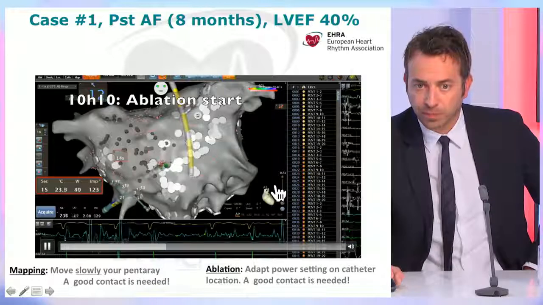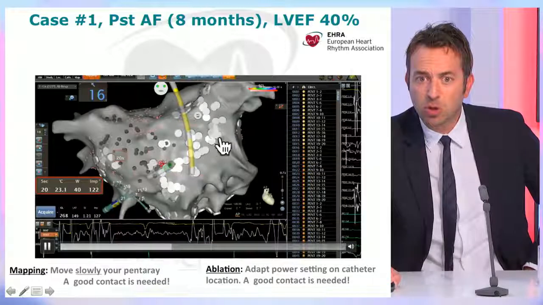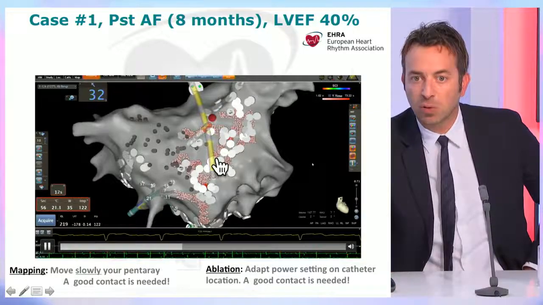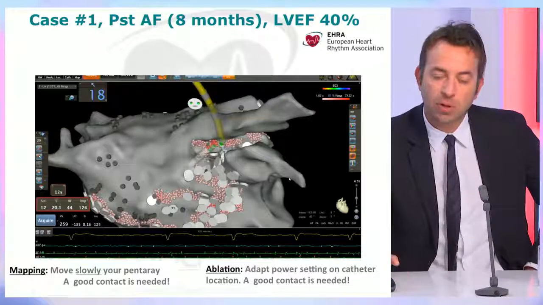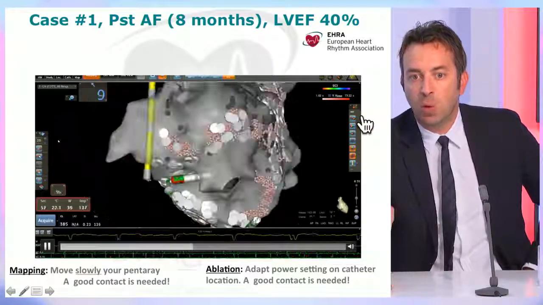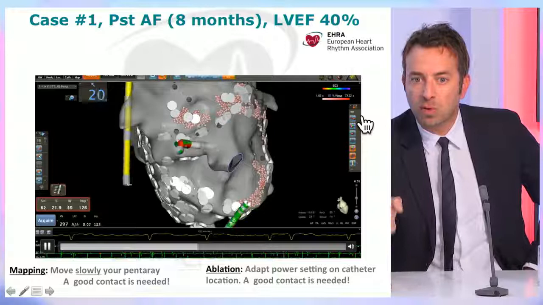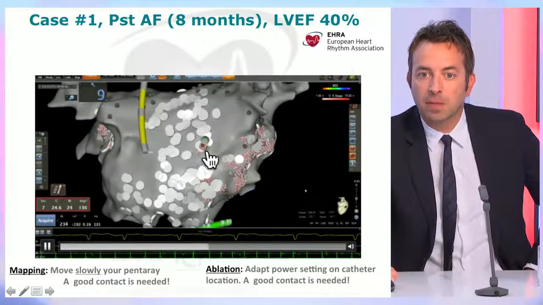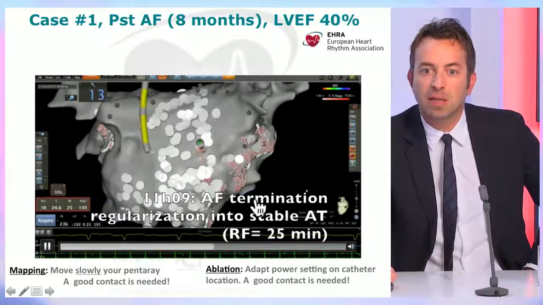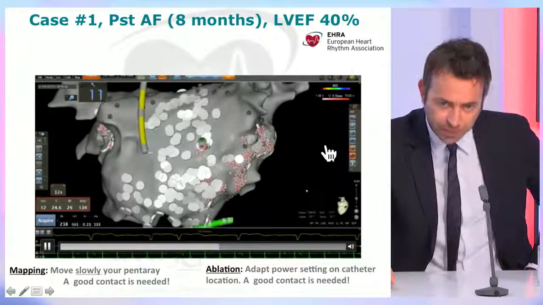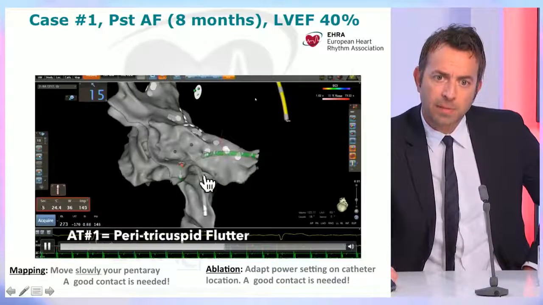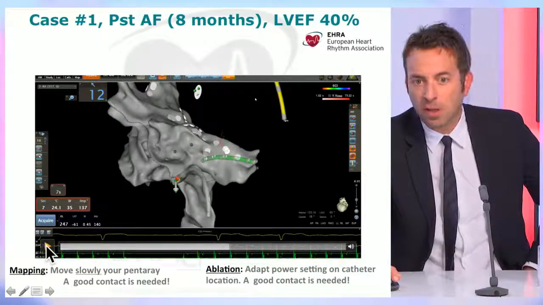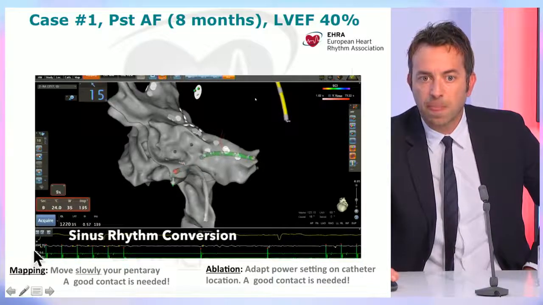So we started the ablation, and we ablate only this region of dispersion. We burn here, and we adapt our power settings to the contact and to the location. We try to eliminate all the electrograms and to create a complete scar. And as you can see here, we ablated this part of the dispersion region and terminated AFib into a stable tachycardia. This tachycardia corresponded to a peritricuspid flutter that we ablated successfully.